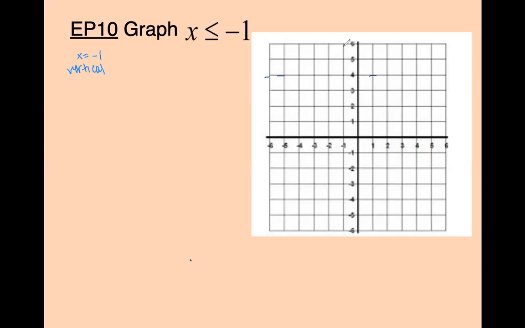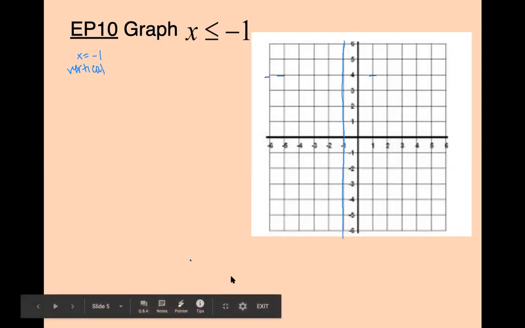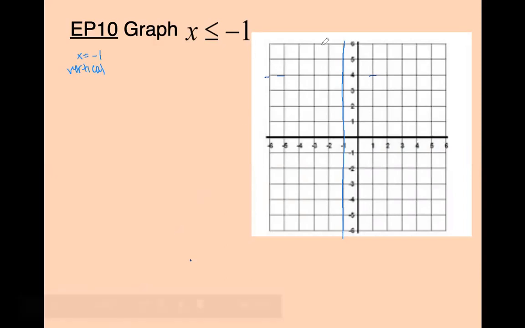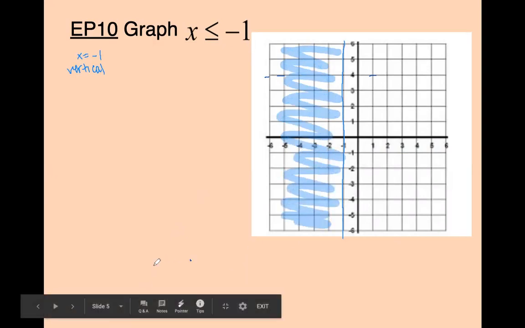So I'm going to draw my vertical line, and this time it's a solid line because my solution can include anything on this line. And then values that are less than or equal to -1. Let's grab the fat pen. Anything less than or equal to -1 is going to be over on this side of that line, right? Less than is to the left.